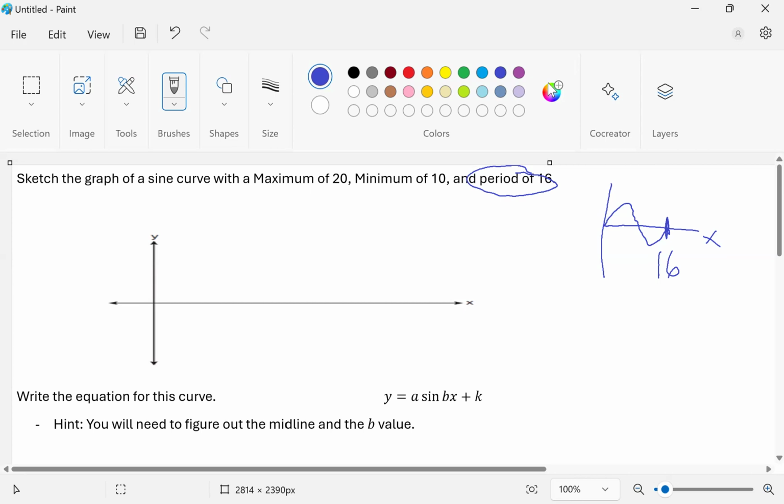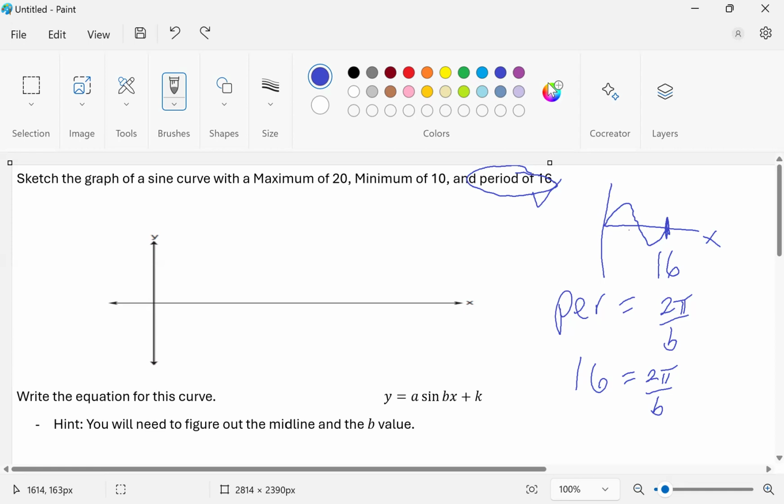So one of the things you might have tried to memorize is that period equals 2 pi over b. And in this question, they tell us the period is 16. So we can say 16 equals 2 pi over b. I'm going to leave that alone for right now, but when we get to writing the equation, we're going to come back to that. Okay, cool. So now some stuff that is easier.